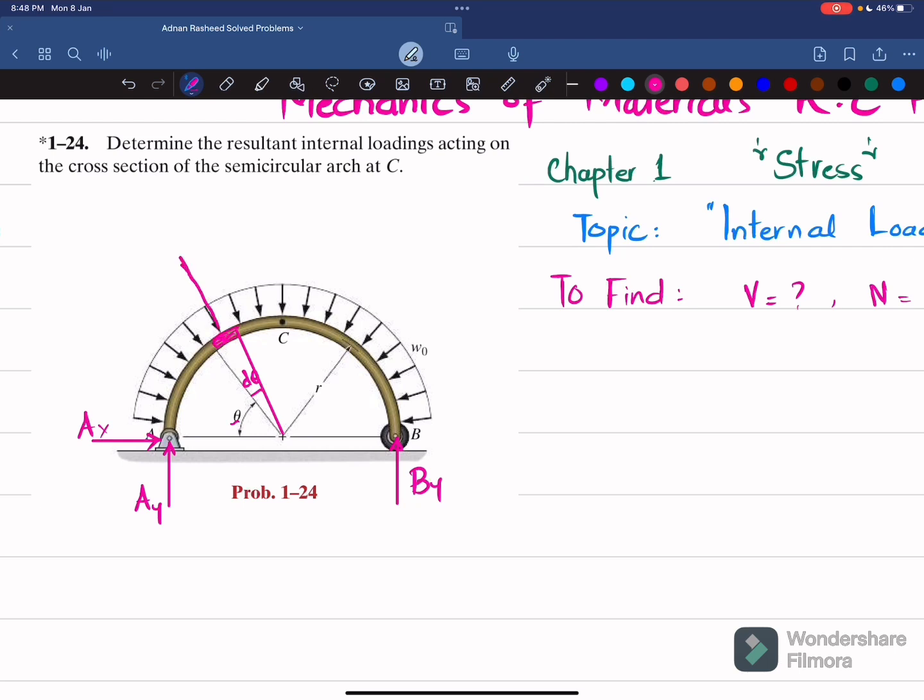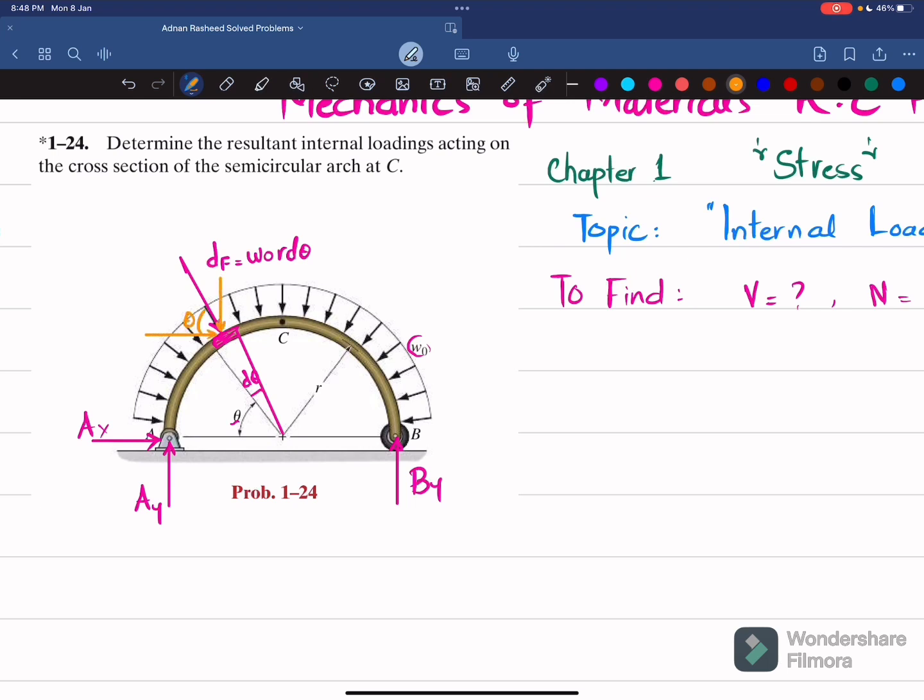Since this is a distributed force, when we convert this distributed force into a point force, since this is a differential force, it will be equal to w naught times the arc length, which will be equal to r d theta, because this is r and this is d theta. So it will be w naught r d theta. Clear? Now you can see that this force is acting perpendicular to the arc, so it is also making angle theta with the horizontal. Clear? And this will have two components, one along the x direction and one along the y direction. So we'll find these two components.